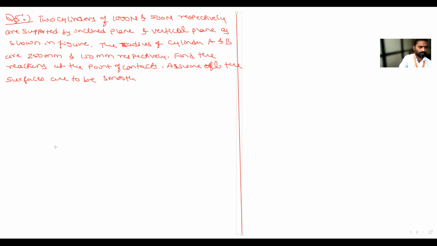So he has given one figure, so you have to draw this figure also. And in the last problem, the two cylinders were weighing the same weight. Now in this problem, the two cylinders are different: one is 1000 Newton and another one is 500 Newton.